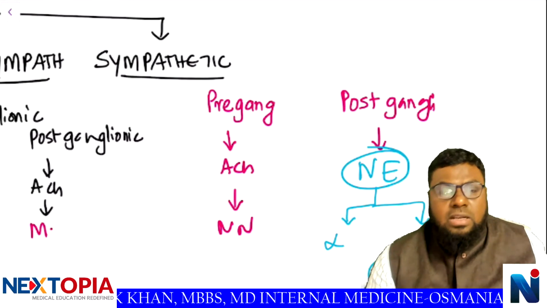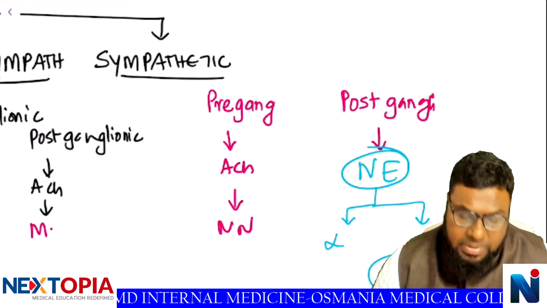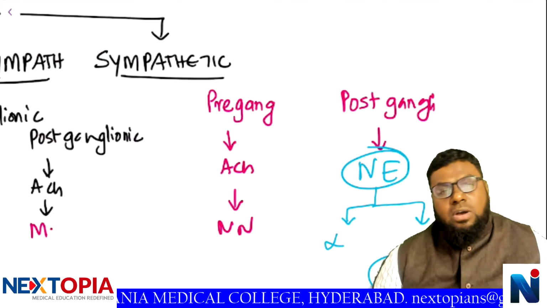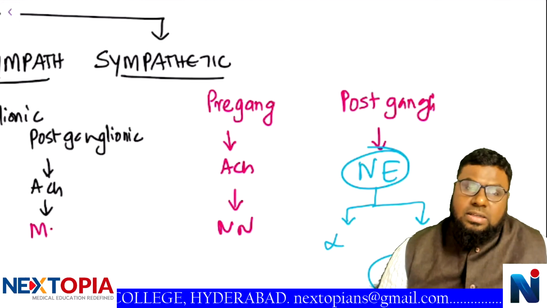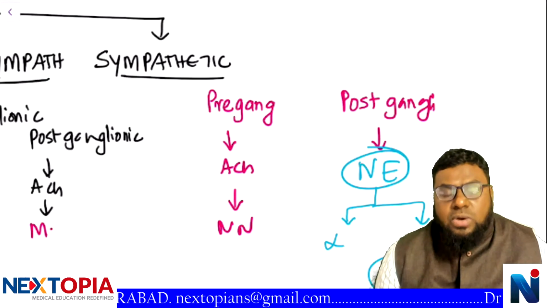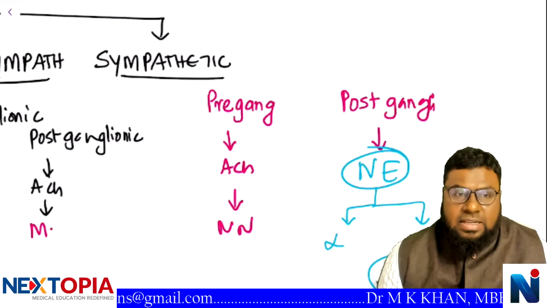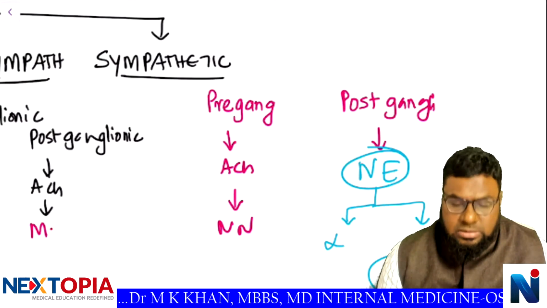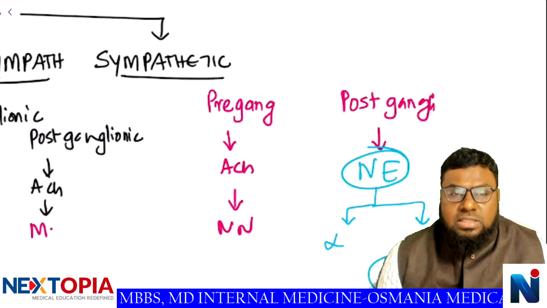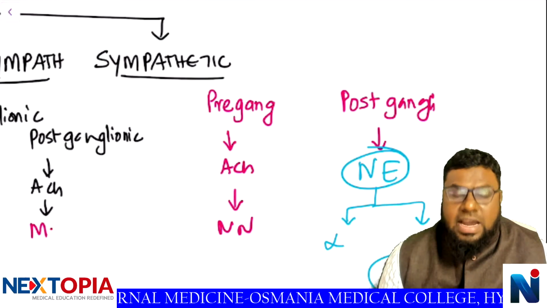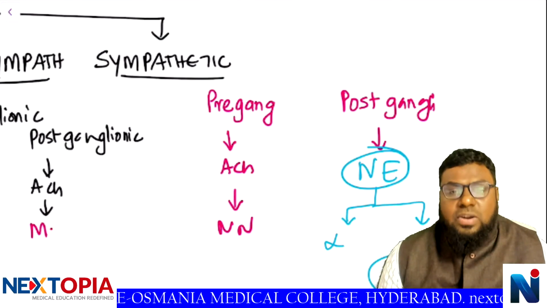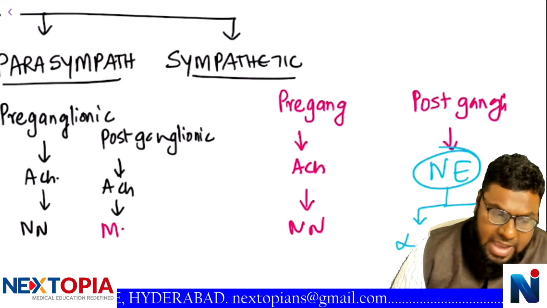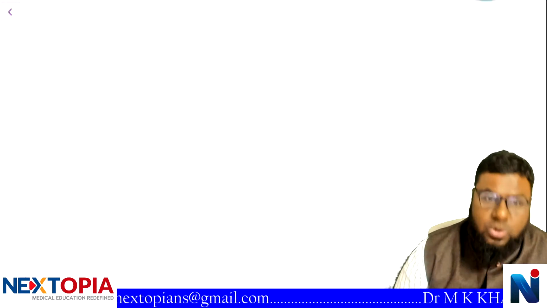Postganglionic is norepinephrine, preganglionic acetylcholine. All parasympathetic pre- or postganglionic fibers release acetylcholine. One acts on nicotinic receptors, the other acts on muscarinic receptors. The sympathetic preganglionic acts via acetylcholine, postganglionic acts via norepinephrine. I'll draw certain diagrams to help you understand this.